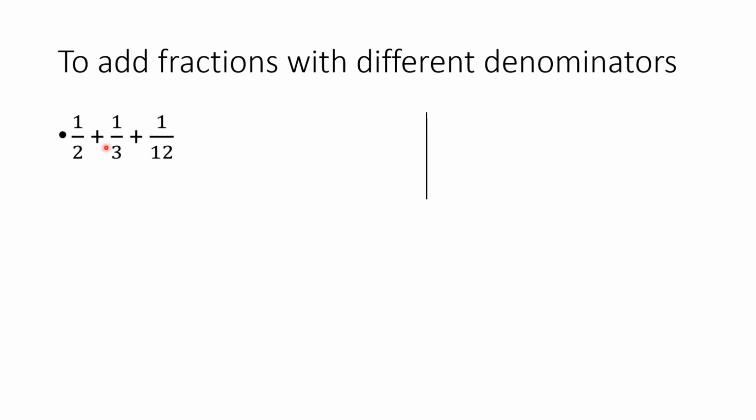1 by 2 plus 1 by 3 plus 1 by 12. Now again, what we need to find out first? LCM of denominators. So the denominators are 2, 3, 12. And what is the common divisor of 2, 3 and 12? No, there is no common divisor of all these three numbers. But yes, for any two numbers we have a common divisor.